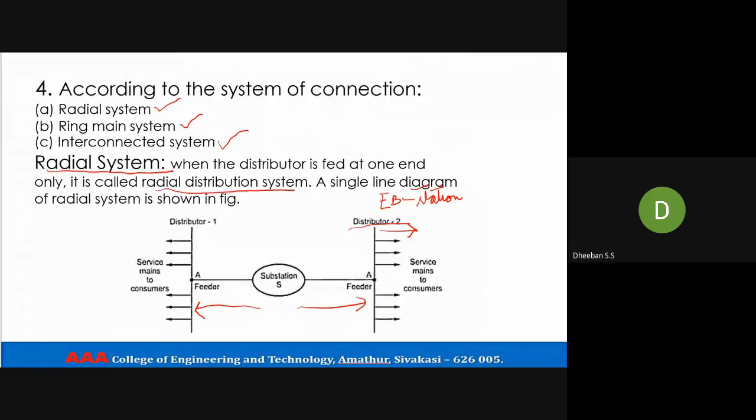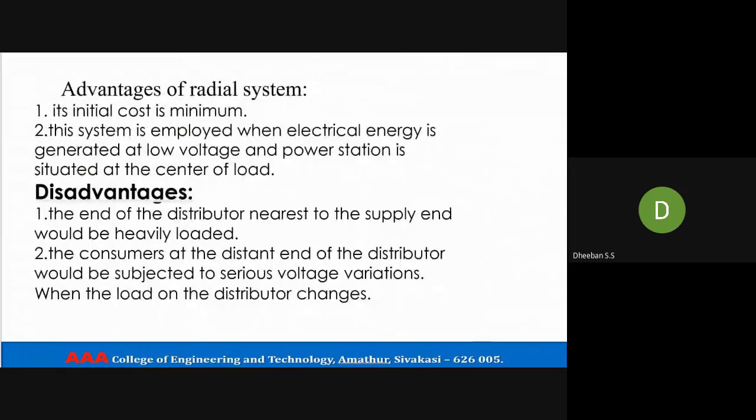Moving on to its advantages. Its initial cost is minimum. As the initial cost is minimum, we prefer the radial system. This is employed when the electrical energy is generated at low voltage. Low voltage means here 230 volt or 440 volt. And the main thing is it has to be situated near the load.